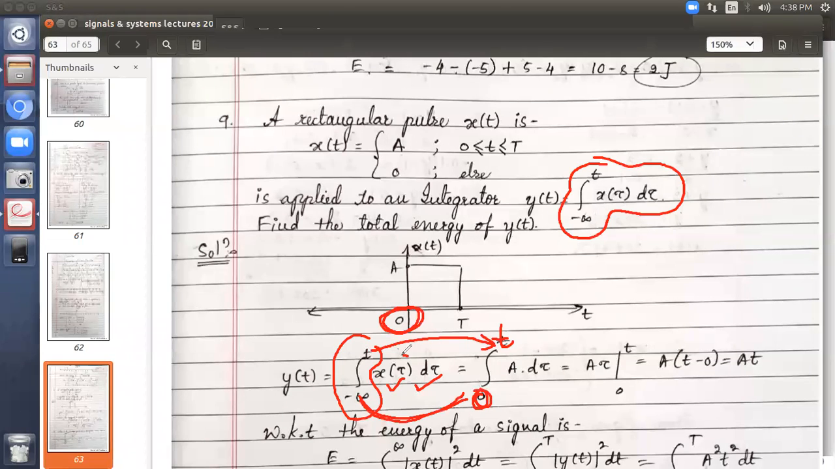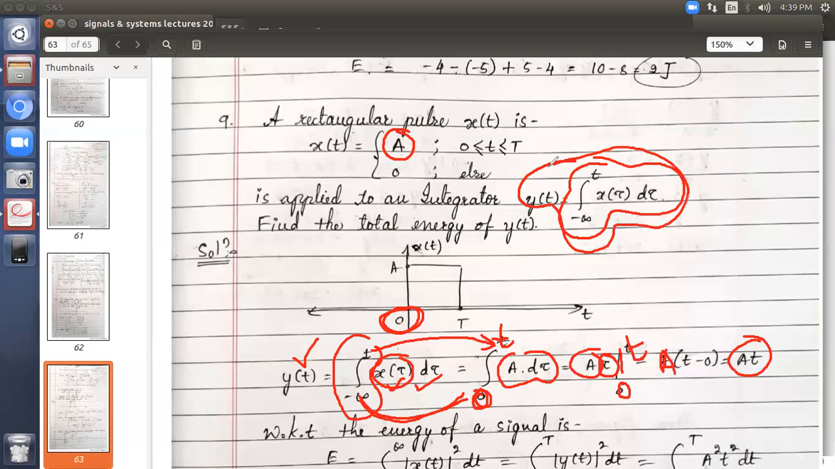So 0. And what is x of tau? It is given here. Amplitude is A. So A into d tau. So integrate A. What is the integration of a constant over the variable tau? Integration of d tau is tau. A is a constant, keep it as it is. Integration of d tau is tau over the limits 0 and t. Apply the limits. A as it is, t minus 0, you will get At. This is your y of t. I have found your y of t. Y of t is what?